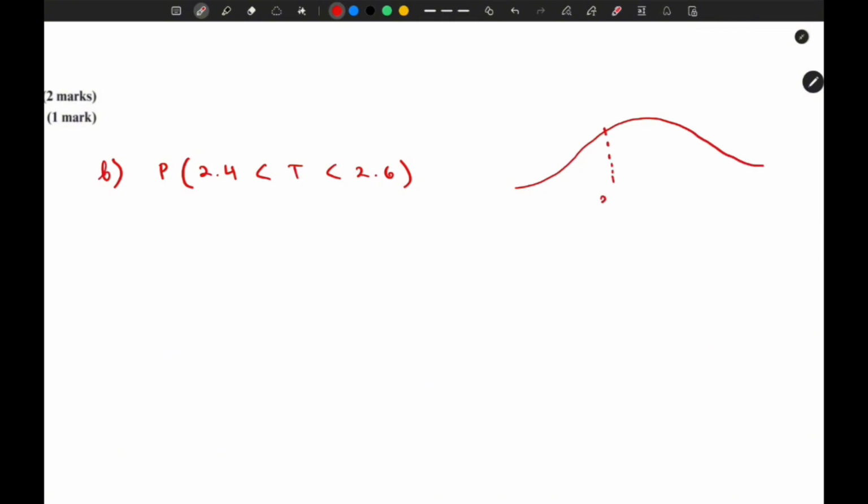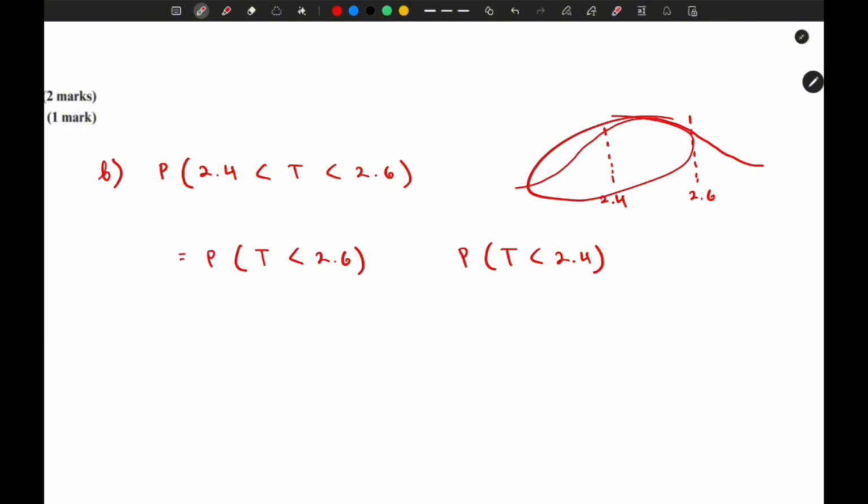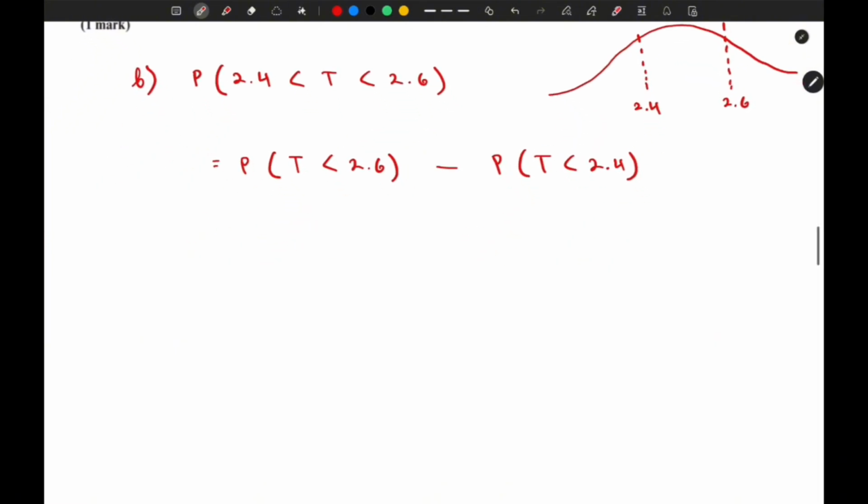let's say that this is 2.4 and this is 2.6. We need to find out this area. So in order for that, if we calculate the probability for t less than 2.6, we will get this whole area. And if we calculate probability for t less than 2.4, we will get this area. And if we subtract this area from the whole area, we will get our required area. So this is subtracted. Now we need to convert the values of t into z.